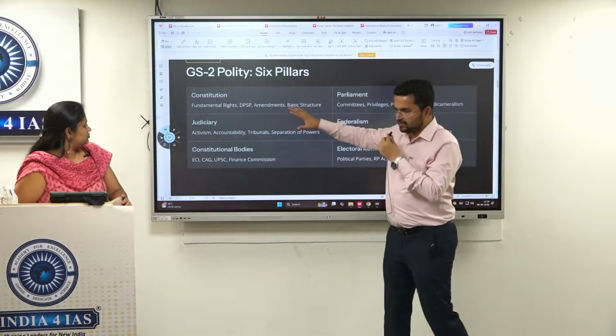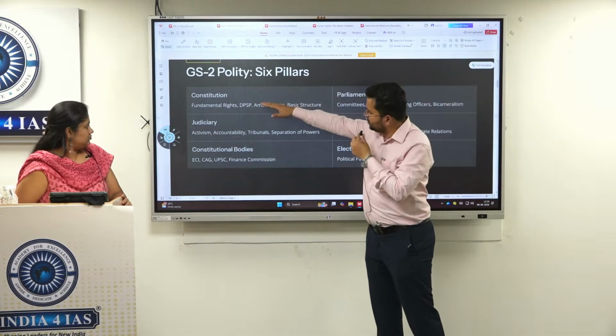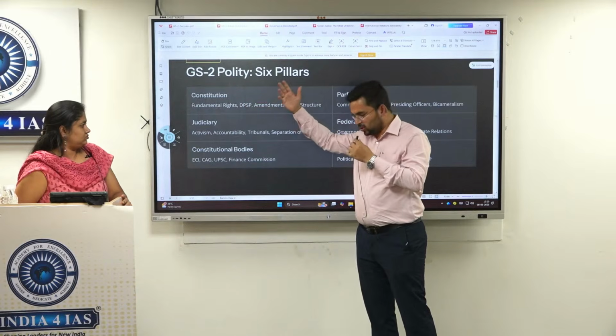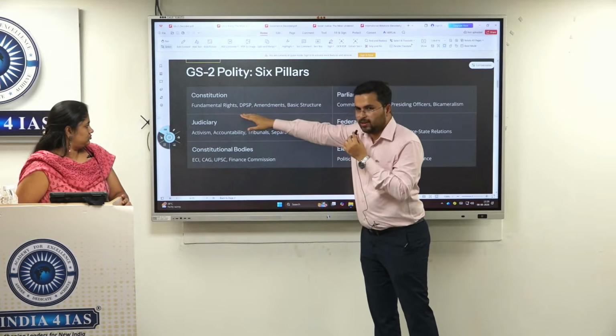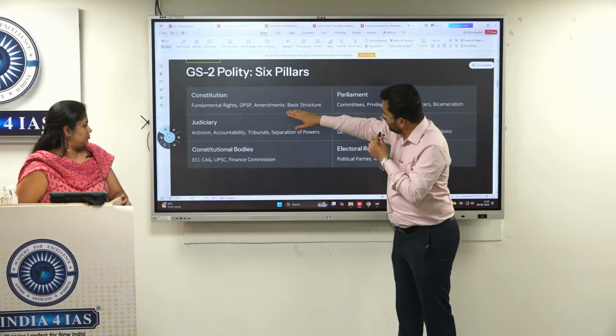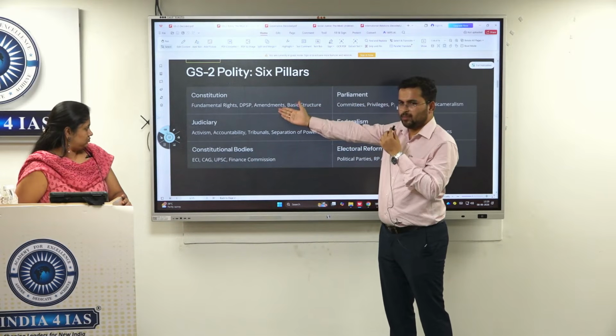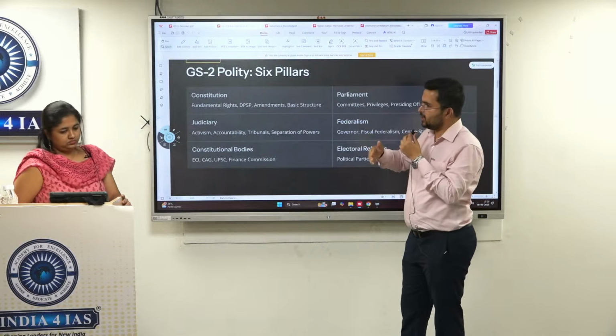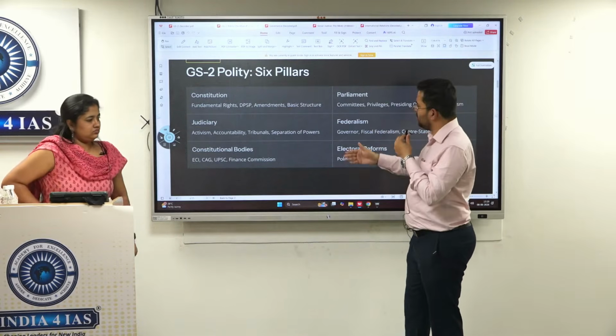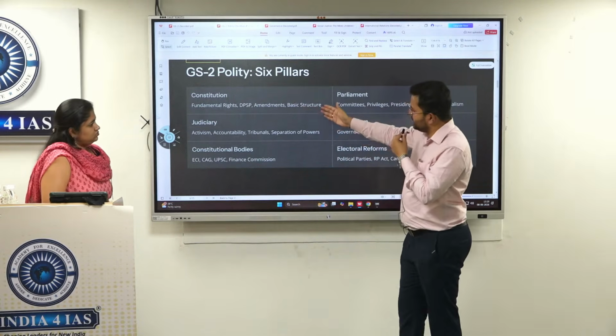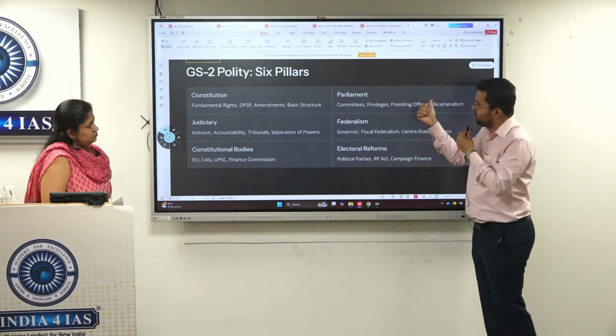Usually what happens, these are the 6 pillars of polity. First you have the Constitution. Now what are usually asked? About fundamental rights, DPSPs, amendments. There was a direct question last year about amendments, the substantial and the normal process of amendments, then about basic structure. The second pillar will be Parliament.